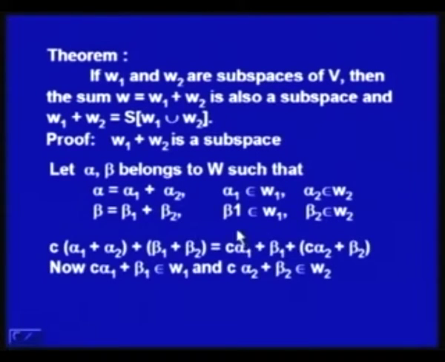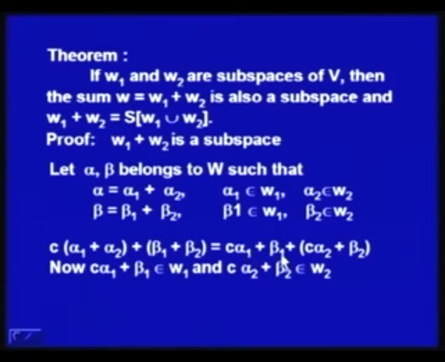So, their linear combination c times (alpha 1 plus alpha 2) plus (beta 1 plus beta 2) must also belong to W1 plus W2, only then W1 plus W2 is a subspace. So, I write c times (alpha 1 plus alpha 2) plus (beta 1 plus beta 2) is equal to, simplifying it, c alpha 1 plus beta 1 plus c alpha 2 plus beta 2. But alpha 1 belongs to W1, beta 1 belongs to W1 and W1 is a subspace.